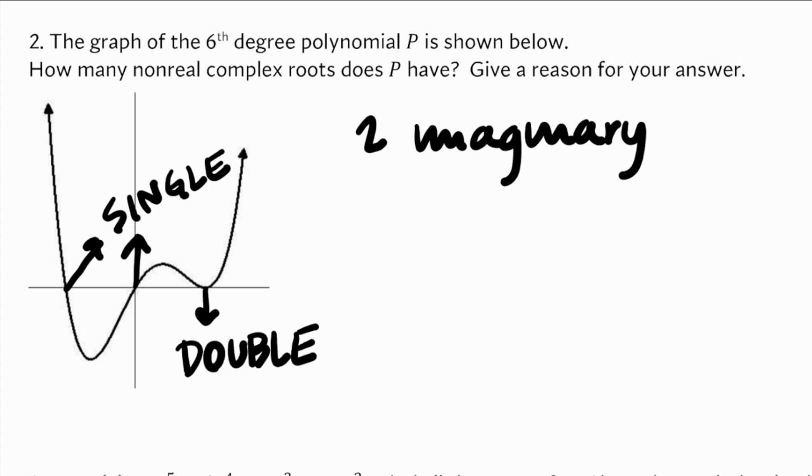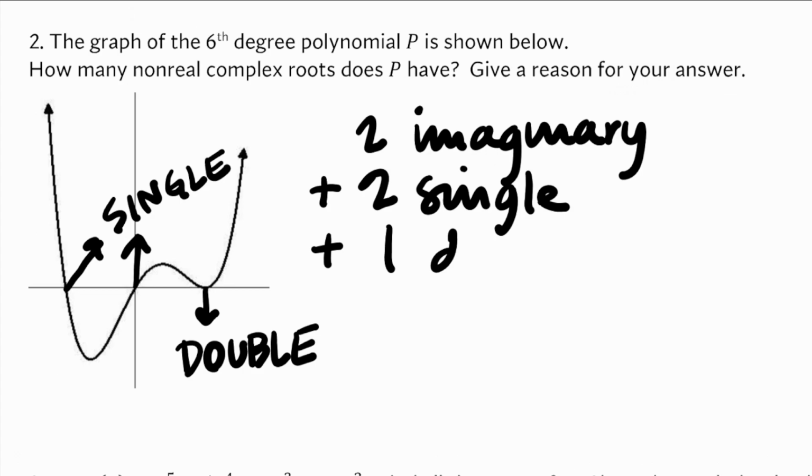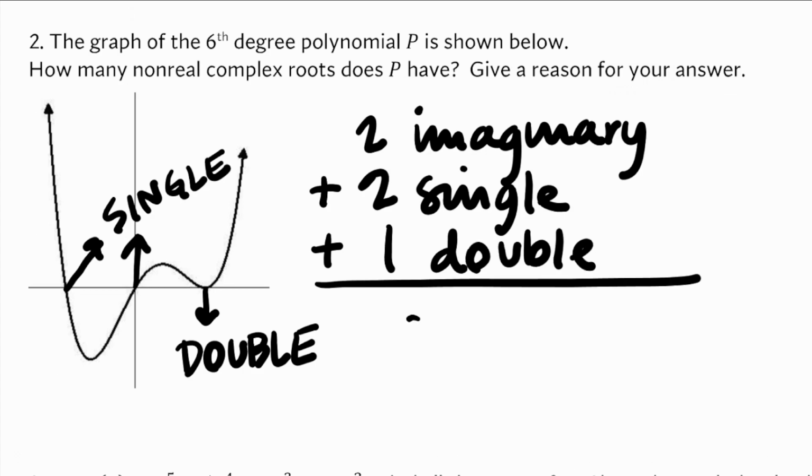Okay, and the reason is, I think I'm just going to kind of show 2 imaginary plus 2 single roots plus 1 double root. That does add up to degree 6. Right. So that's going to kind of be my reason. That was something I saw a student write on a quiz when we were grading them. I thought I really liked that.